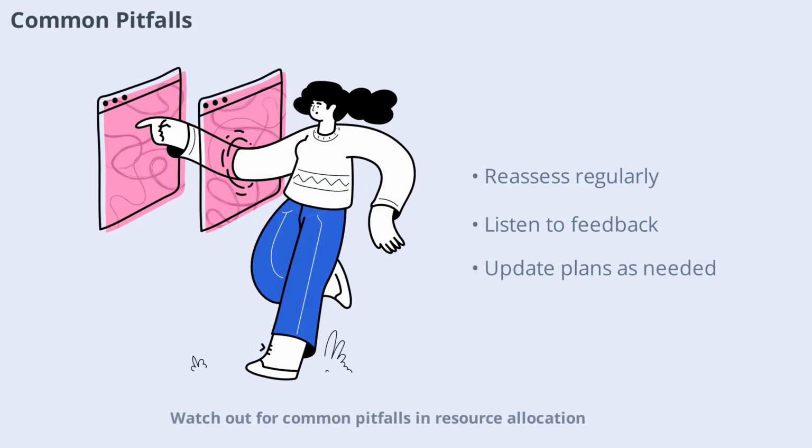Watch out for common pitfalls in resource allocation, such as failing to reassess needs, ignoring feedback, or sticking to outdated plans. Stay proactive and be willing to change course when necessary. Avoiding these mistakes will help you make the most of your resources.